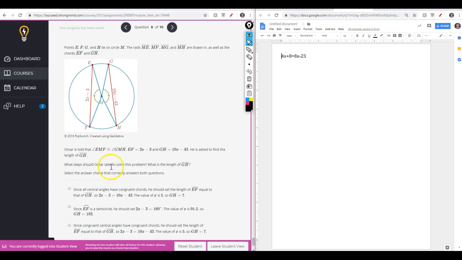What steps could Omar take to solve this problem? What is the length of segment GH? Select the answer choices that correctly answer both questions. Okay.